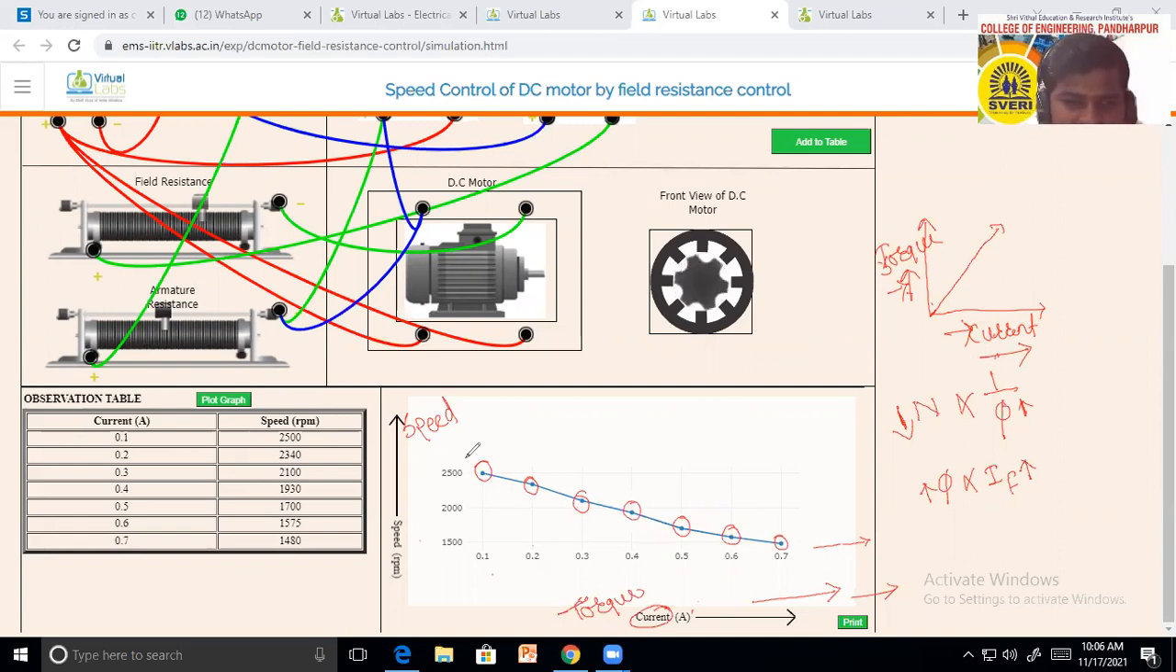So similarly these characteristics will be like this: the speed versus torque as well as speed versus armature current, or speed versus current. Okay, speed versus current. So all of you take this reading.